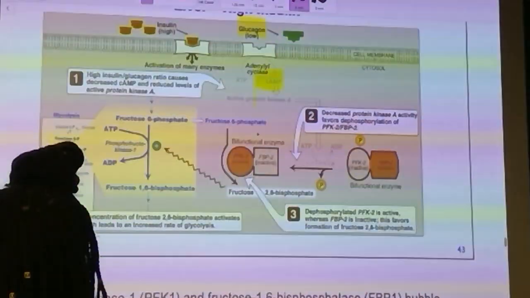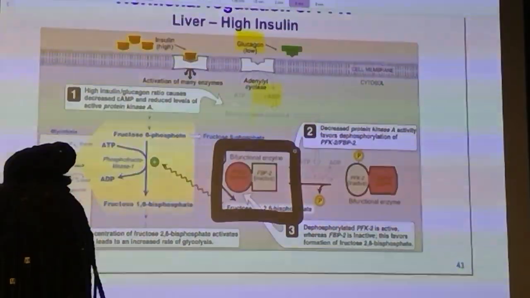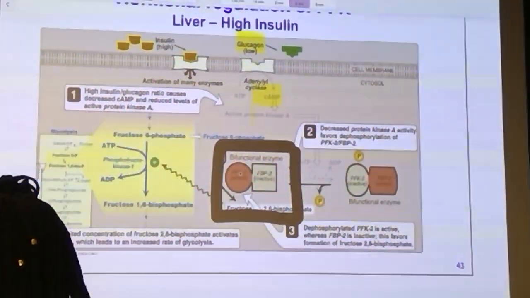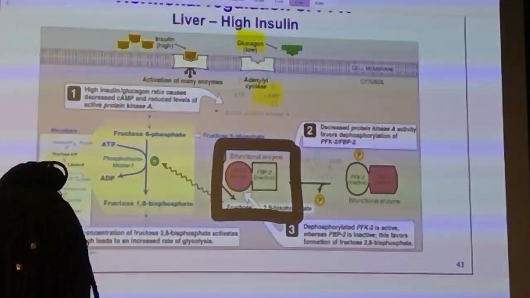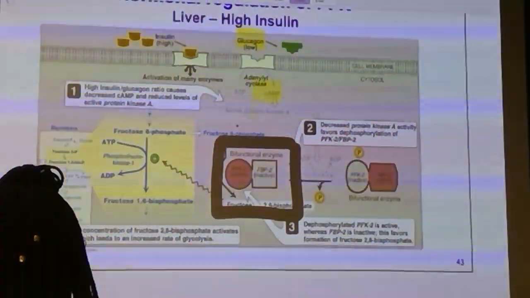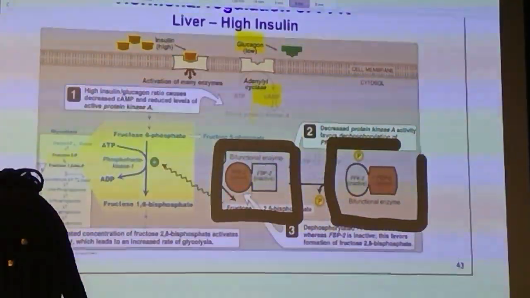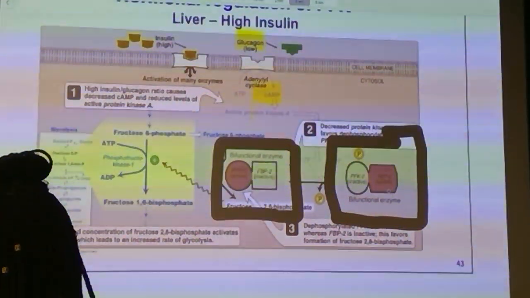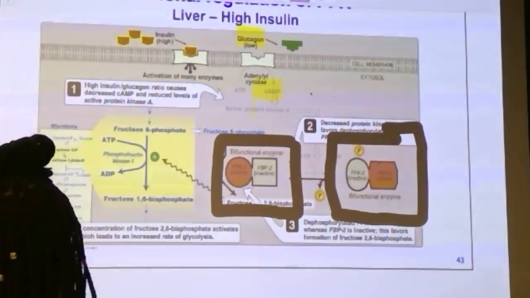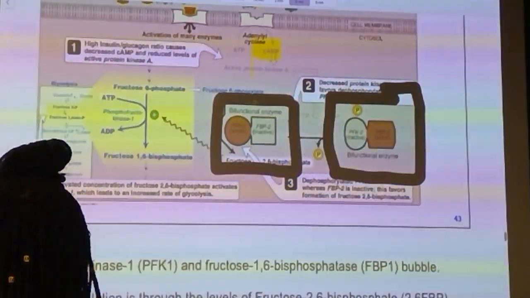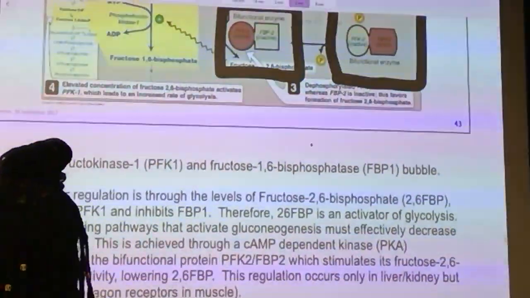Does anyone need to repeat that? Yes. Okay. So I'm talking about this enzyme right here. When it's dephosphorylated, it's PFK2, and PFK2 makes more fructose 2,6-bisphosphate. And that's done with insulin. And then this one, it's phosphorylated, so it becomes fructose 2,6-bisphosphatase. And that's done by glucagon or epinephrine. Everyone got that? Okay.